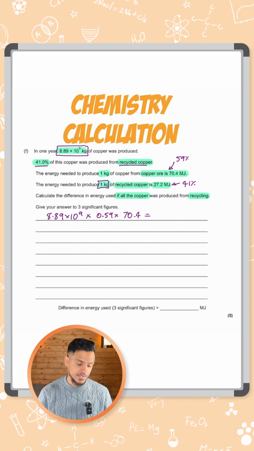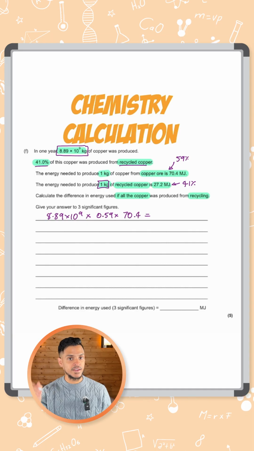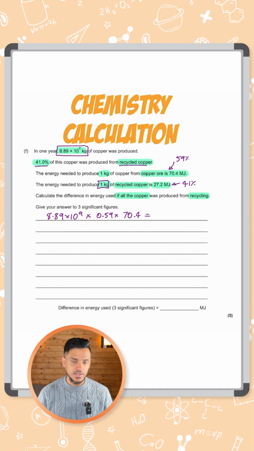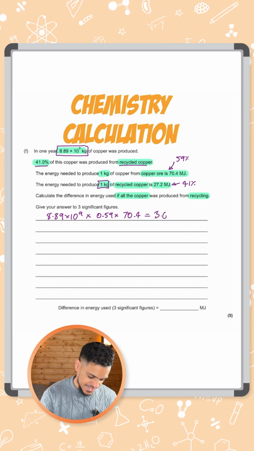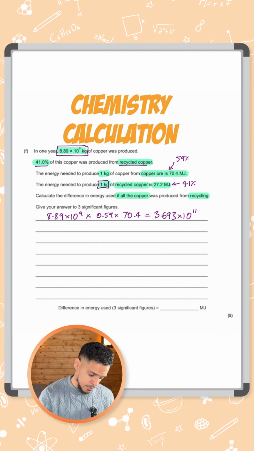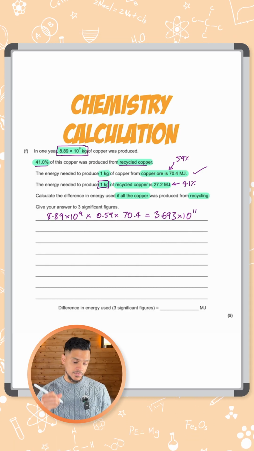So 8.89 times 10 to the 9 kilograms would just be that number multiplied by 8.89 times 10 to the 9. That in your calculator is going to give you 3.693 times 10 to the 11. Okay, so we've done that for the copper ore one. Now let's do the same for the recycled copper.